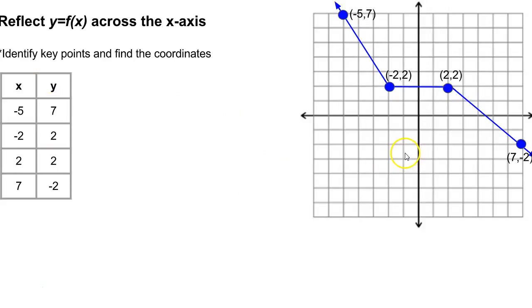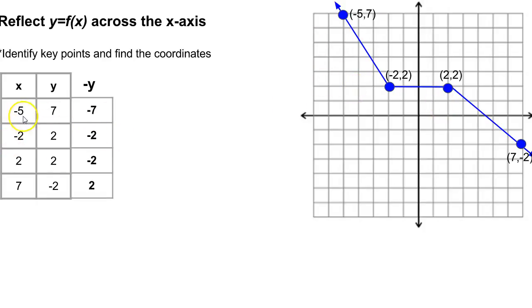For this, I'm going to make a table of my points just to keep it organized, because it's easy. Because recall from a couple minutes ago that when we're reflecting across the x-axis, it's our y-coordinate that's going to be multiplied by -1. So -y, and then all I'm doing is taking this y-coordinate and multiplying by -1. So 7 turns into -7, 2 into -2, 2 into -2, and -2 to 2. And then our new points would be (-5, -7), (-2, -2), and so on.